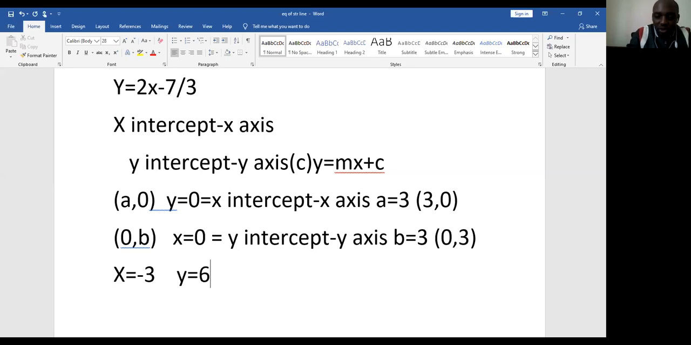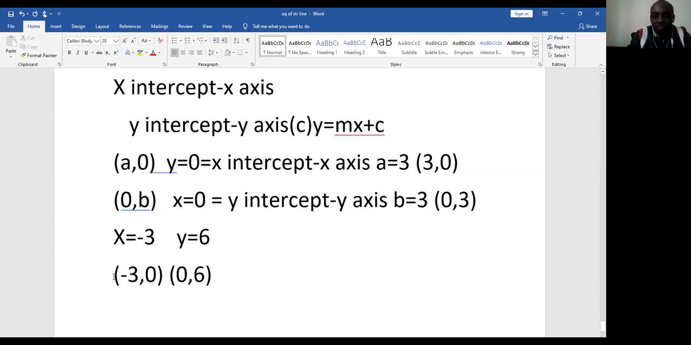So let me write this one in the form of coordinates. The x-intercept is going to be what? If I write it in the form of a coordinate, it is -3, 0, because at the x-intercept, the value of y is equal to 0. And the y-intercept here is going to be like this. At the y-intercept, the value of x is equal to 0. So this is how our line is going to be. Now let me call this point here, let's say the x-intercept is at point A and the y-intercept is at point B. I'm just giving them names.